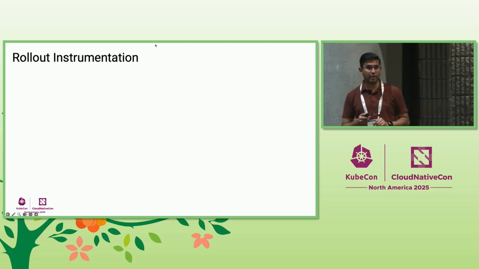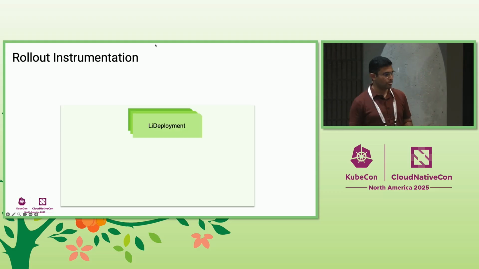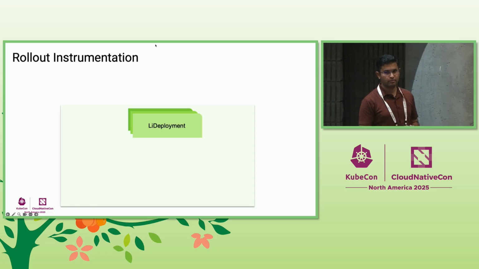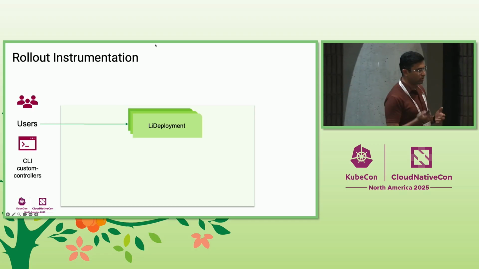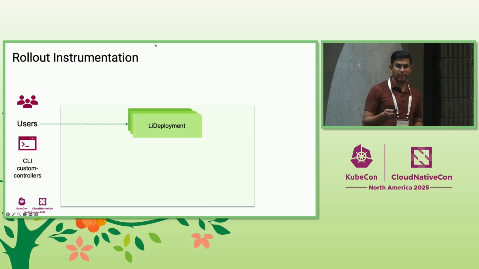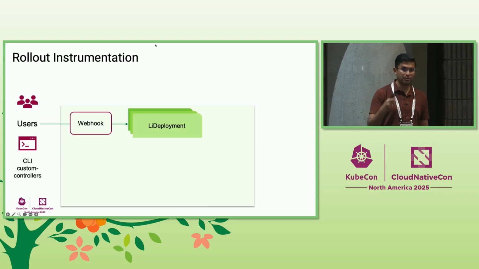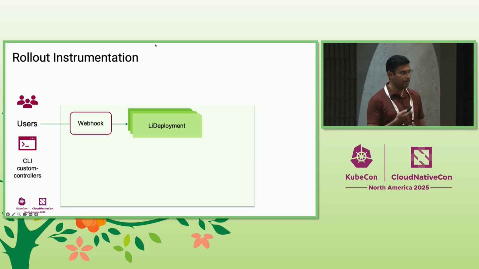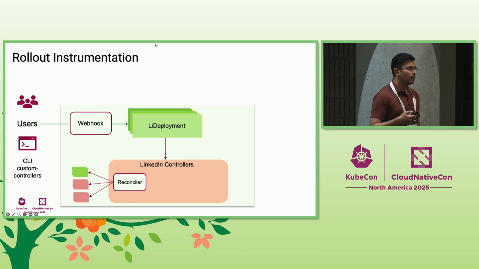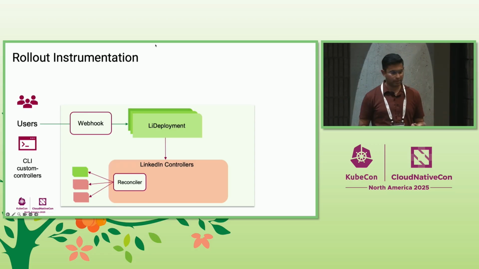Let's put this all together into a rollout instrumentation and see how this all fits together. So we have clusters running different LI deployments. Users, humans or automated systems, are going to make changes on them. We have a webhook, like we discussed, which is going to capture some context about this rollout and add annotations to it, like the ID, the start time, and the username. And from there, the controllers take over and reconcile them into the actual pods in the cluster.